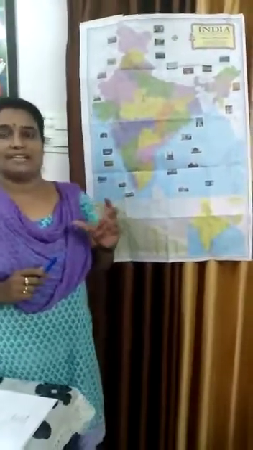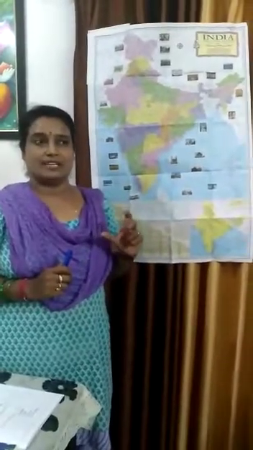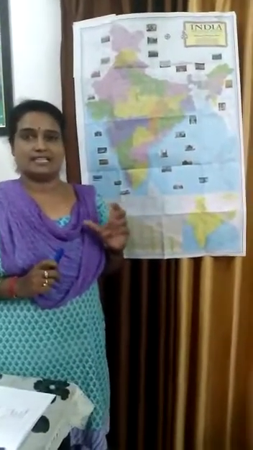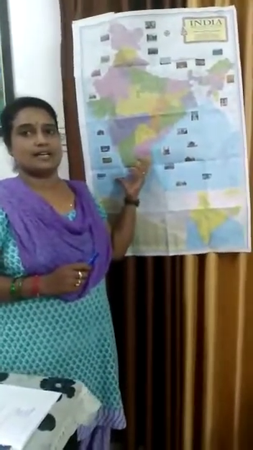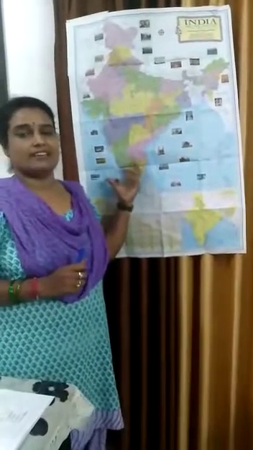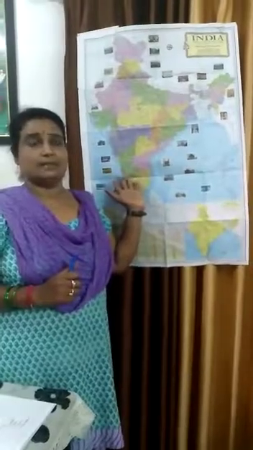This word map is derived from the Latin word mapo. Mapo means napkin. A napkin, which you know we use in our daily life, is a very portable thing. Just like that, a map is also easy to carry with us. Now you can see the definition of a map.